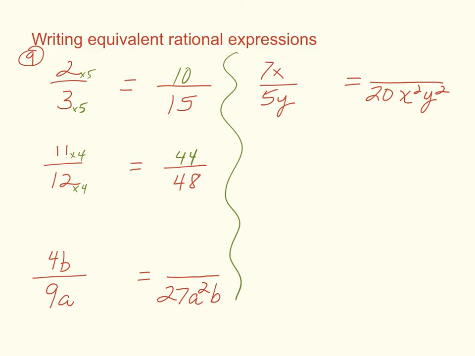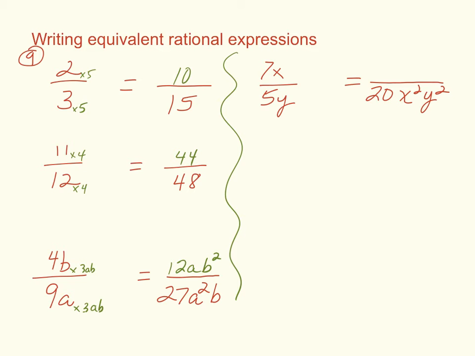Okay, so for 9a to become 27a squared b, what's going to be the missing factor? Well, let's see. We need to multiply 9 times 3. We need another factor of a, and we need a factor of b. So we need to multiply 9a times 3ab to make it look like 27a squared b. But the numerator has got to be multiplied by that too, 3ab. So we get 12ab squared.